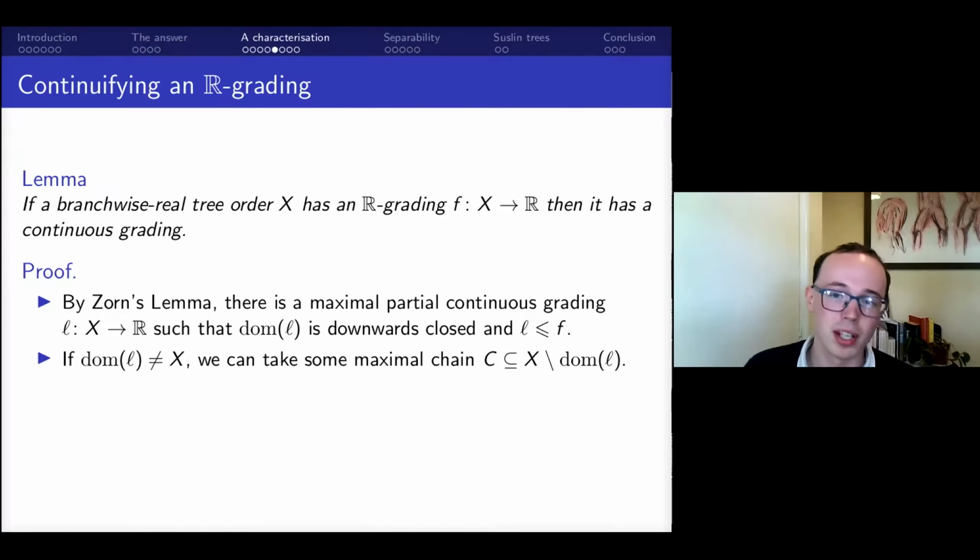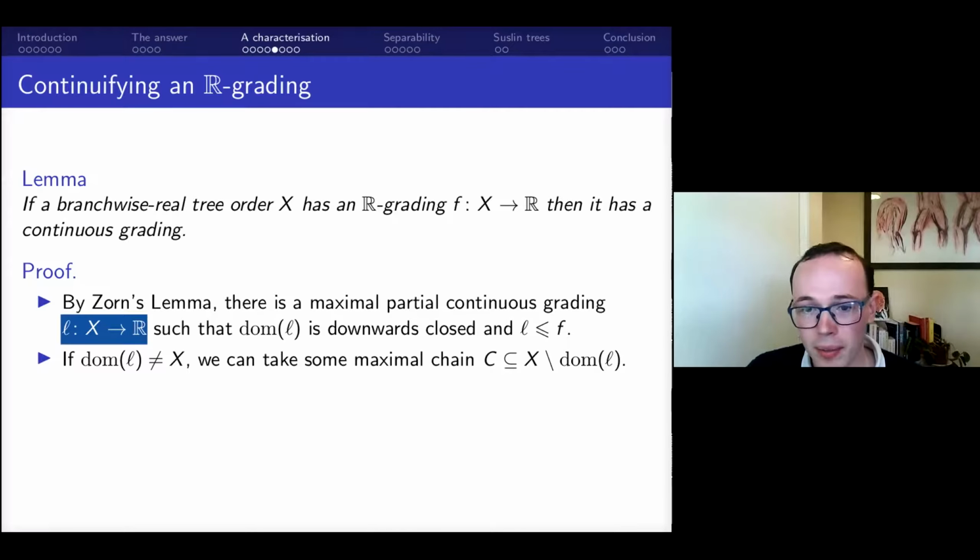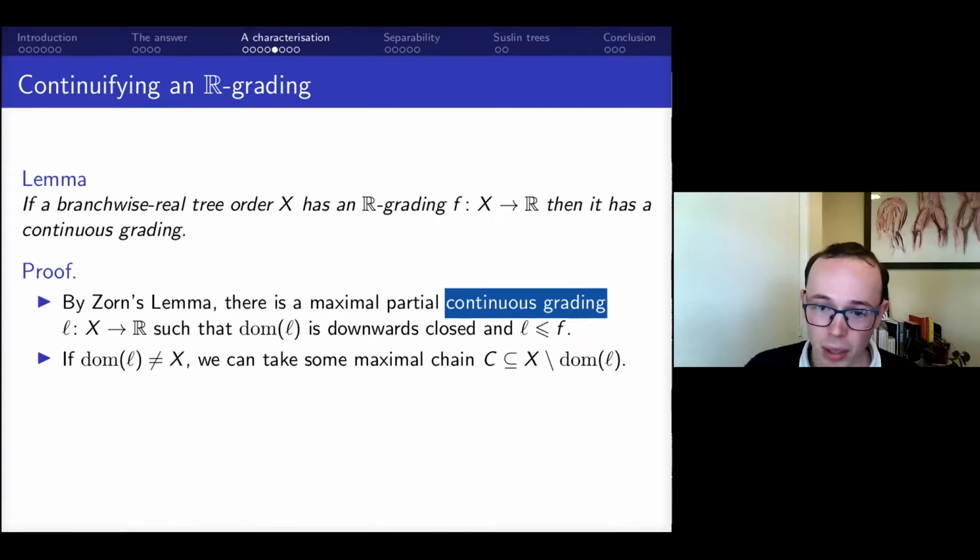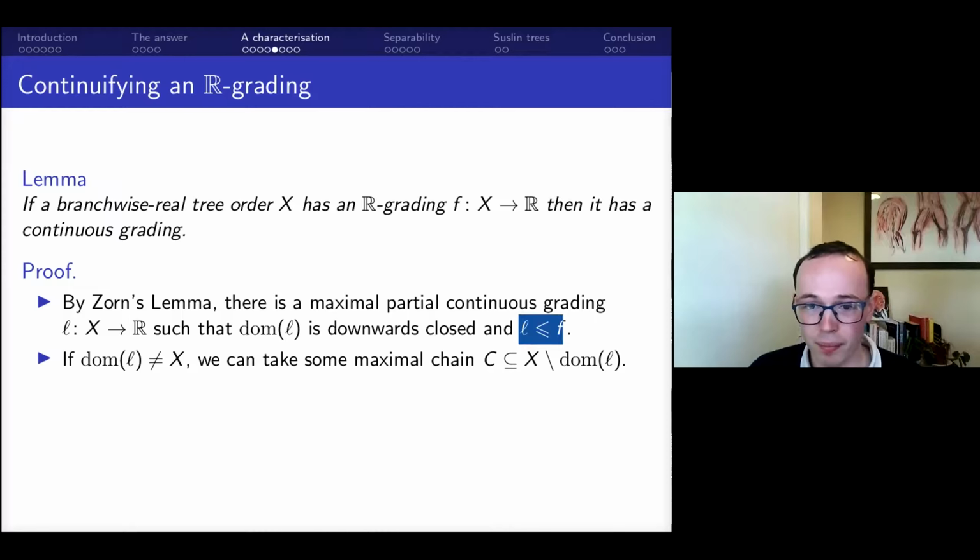By Zorn's lemma, there is a maximal partial continuous grading whose domain is downwards closed, which always gets less than our R-grading f. So what does this mean? This means that we're taking an R-grading L, whose domain is downwards closed, such that restricted to its domain, it's a continuous grading. And we also require that L is less than or equal to F. And so by Zorn's lemma, there is a maximal such one. So of course, what we're going to show is that its domain must be the whole of X. So let's assume for a contradiction that its domain is not the whole of X.